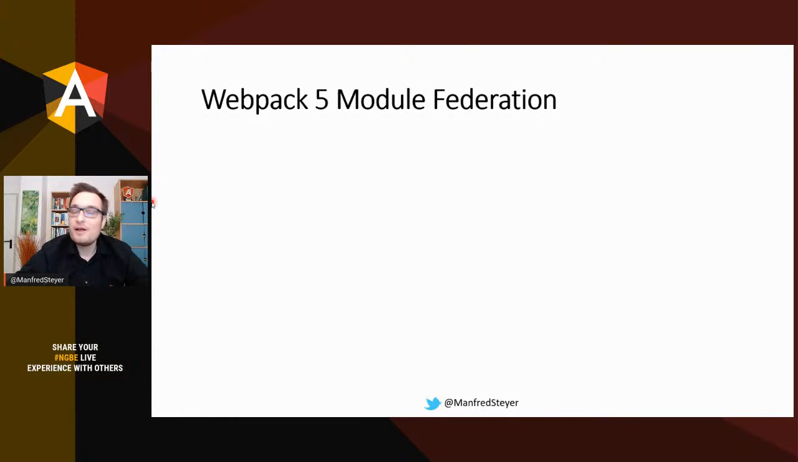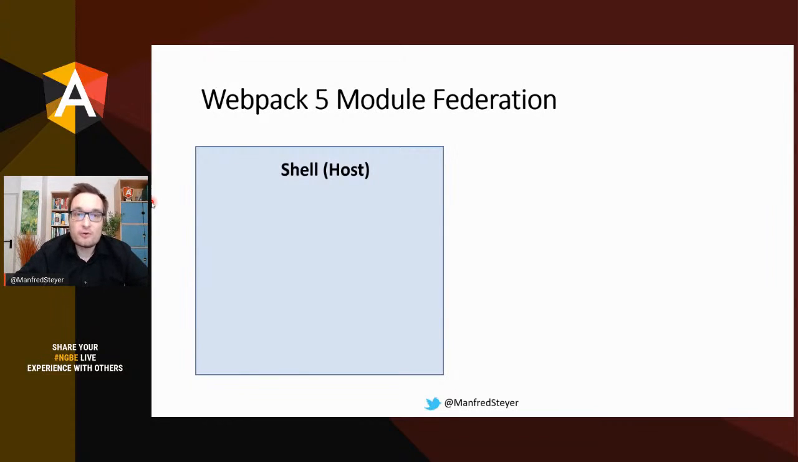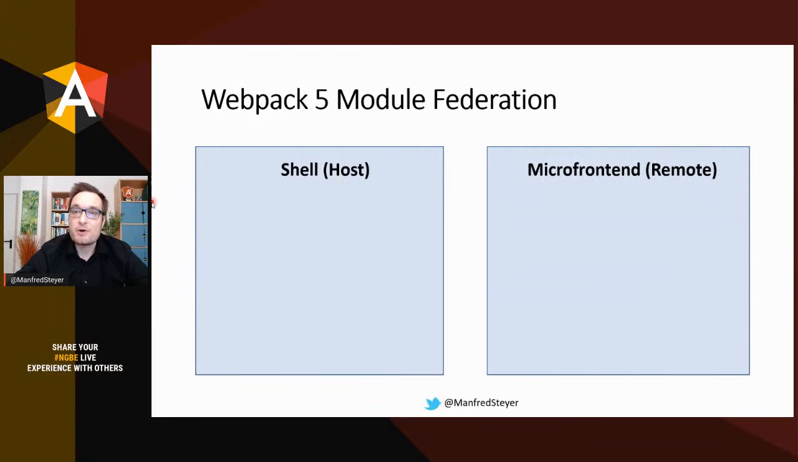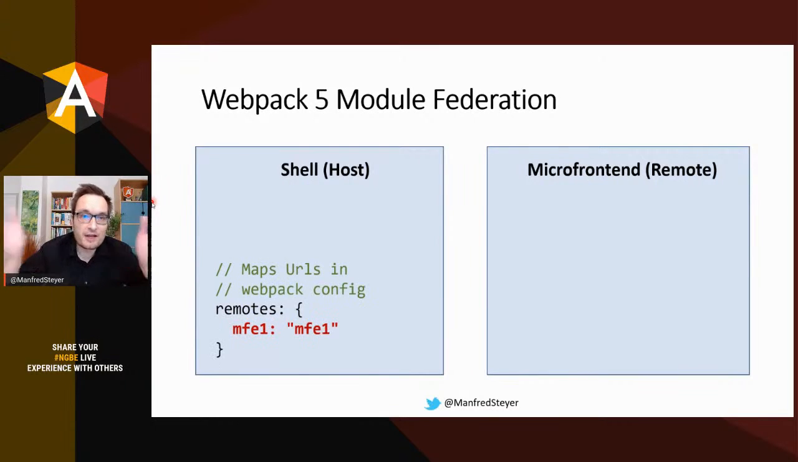To make this possible, module federation introduces two roles. The first role is the host, and the second role is the remote. I'm calling the host my shell, my micro frontend shell, and I'm calling the remote my micro frontend that is loaded into the middle of the shell. With module federation, we can configure both roles. For instance, we can say, hey, the shell knows this URL that is called MFE1, which stands for micro frontend 1. It's very creative, I know.